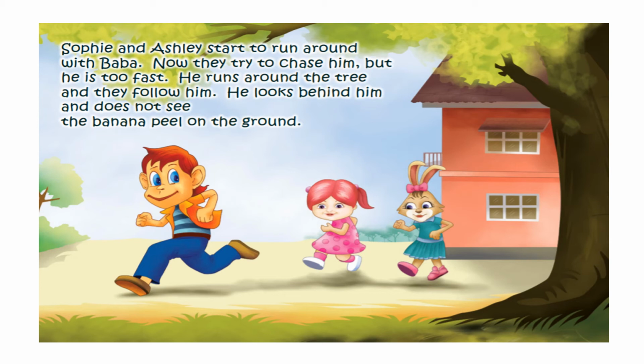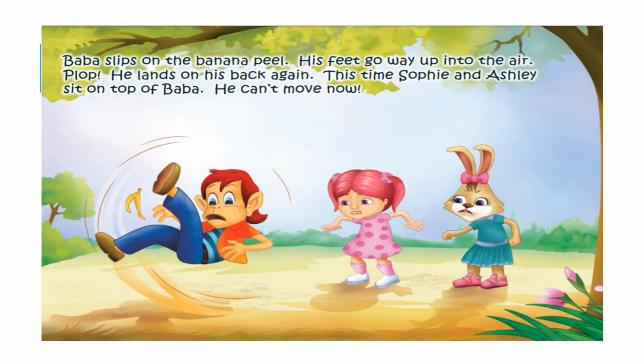Now they try to chase him, but he is too fast. He runs around the tree and they follow him. He looks behind him and does not see the banana peel on the ground. Ah! Baba slips on the banana peel. His feet go way up into the air. Plop! He lands on his back again. Ow! This time, Sophie and Ashley sit on top of Baba. He can't move now.